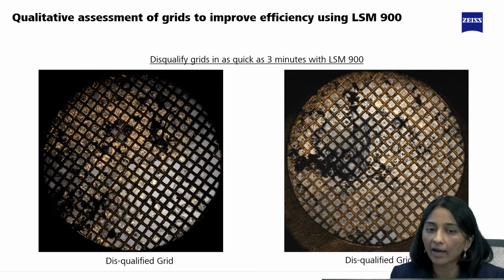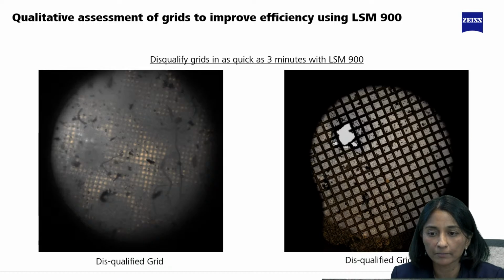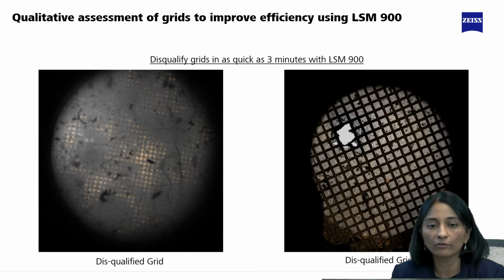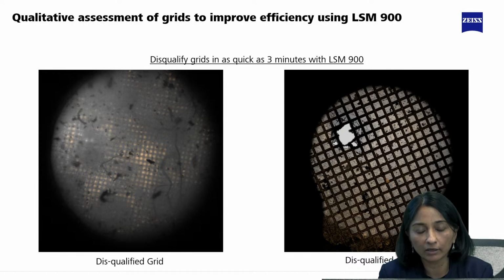Again, thick ice on this grid, so another example of a disqualified grid. Big tear in the grid, thick ice on this one. So just giving you a few more examples of how I might disqualify these grids on the LM microscope right away.